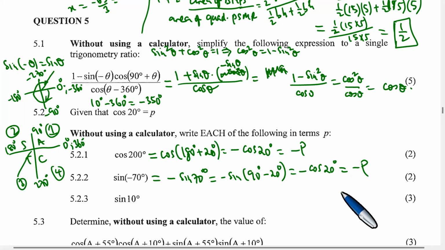Okay, anyone who is done, sine 10. Anyone? Is it too difficult, or is it too easy? Sine 10.